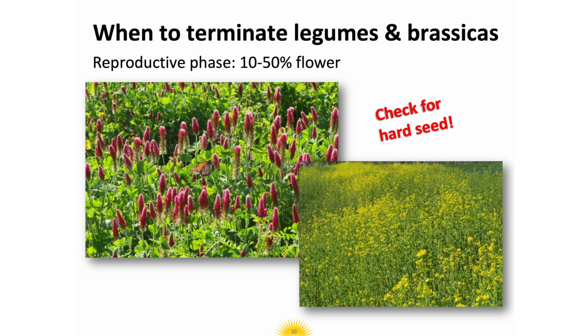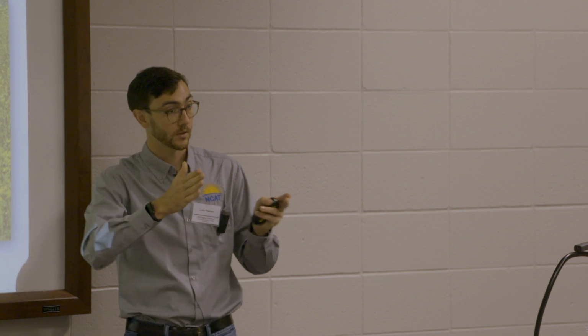So for broadleaf crops like crimson clover, here's a photo of mustard. You can judge it by looking at the flowers. So when those broadleaf cover crops are at usually 10 to 50% flower, that's when you want to terminate. And why is it 10 to 50% flower? If you wait till later, you're going to start to have hard seed developed. If you look at mustard, not all the flowers bloom at once. And so later on, when you have the later flowers that are blooming, you're already going to have some hard seed developing. So you want to catch it at the beginning of that flowering stage.